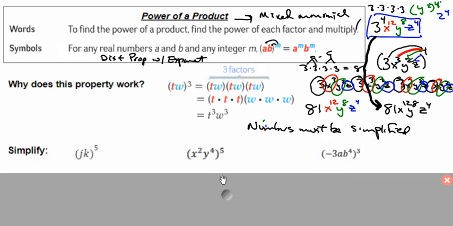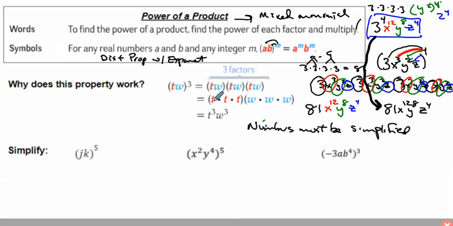Now let's kind of zip through a few of these. All right, so we've got jk to the 5th power, which means we're taking this exponent and we're applying it to both of those terms. So this is going to be j to the 5th power and then k to the 5th power. Ask yourself, is there any more simplifying I can do? And no, there really isn't.